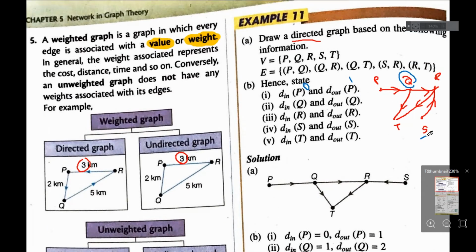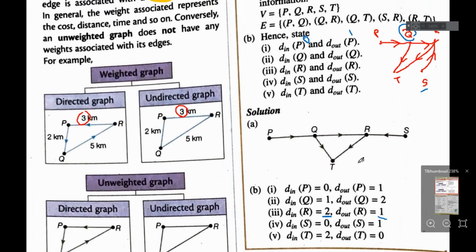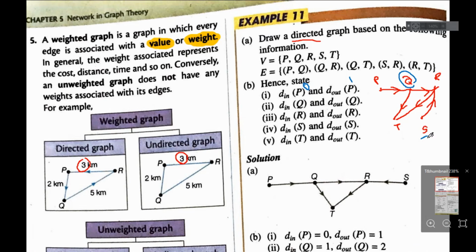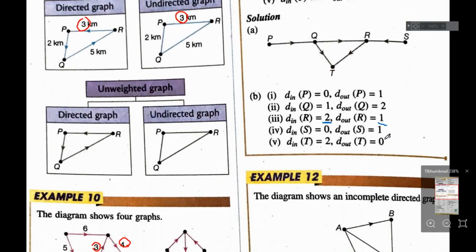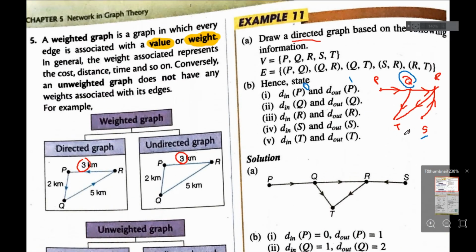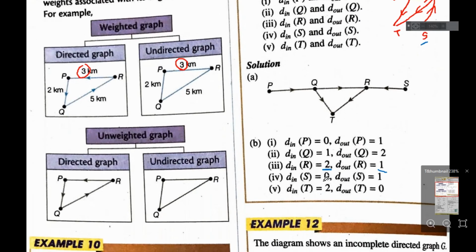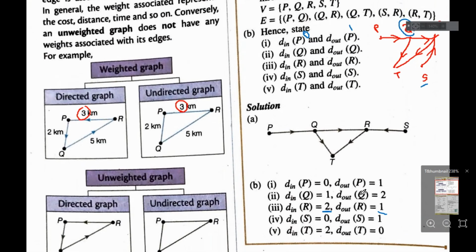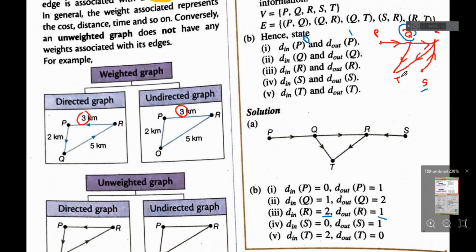S, in degree, how many lines coming into S? 0. Okay, so equals 0. Out degree, how many lines coming out from S? 1. So equals 1. In degree of T, how many lines coming into T? 1, 2. So this equals 2. Out degree of T, how many lines coming out from T? 0. So you have 0 here.